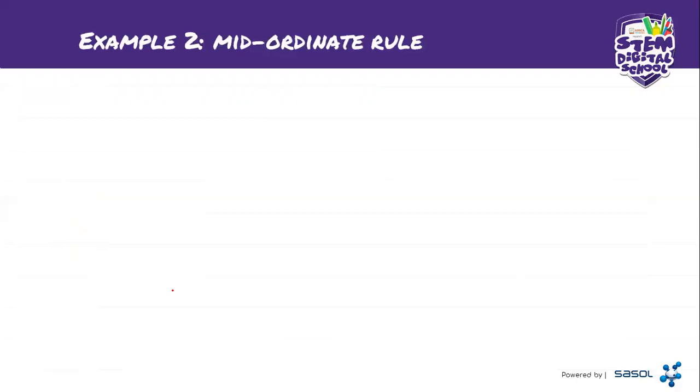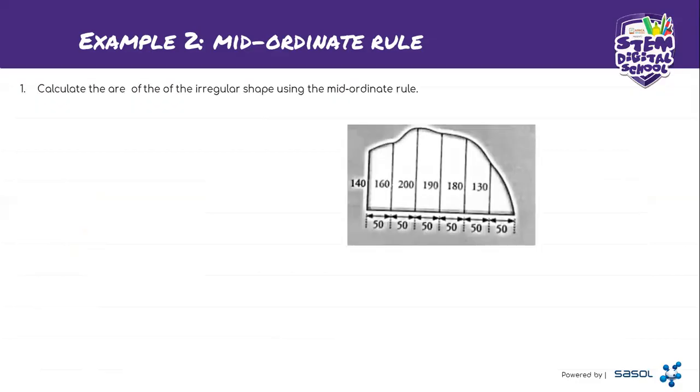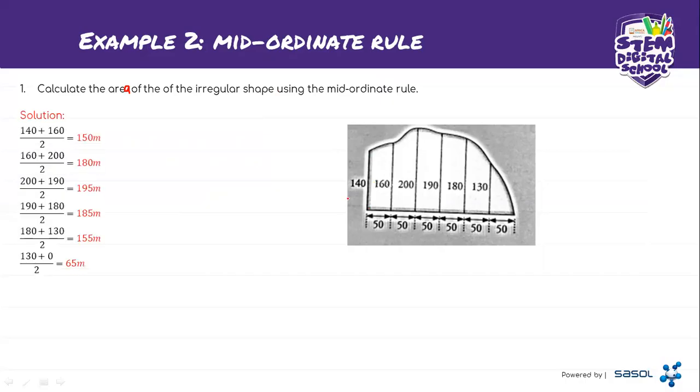Example 2, we are still on the mid-ordinate rule. Calculate the area of the irregular shape using the mid-ordinate rule. First, we are going to calculate the mid-ordinates. As we can see on the screen, the first ordinate is 140. The second one is 160. We take 140 plus 160 over 2, then you get 150 meter.